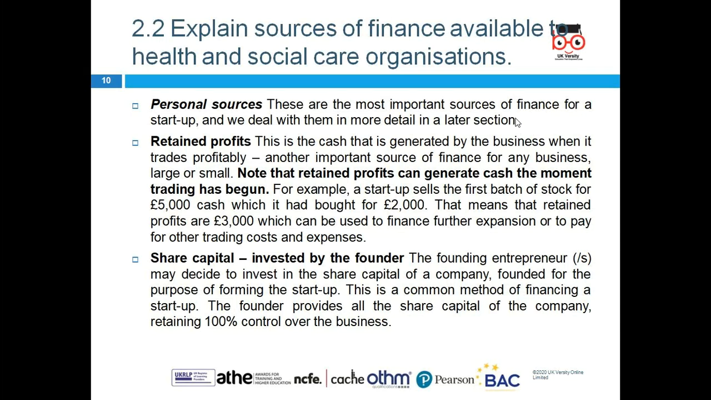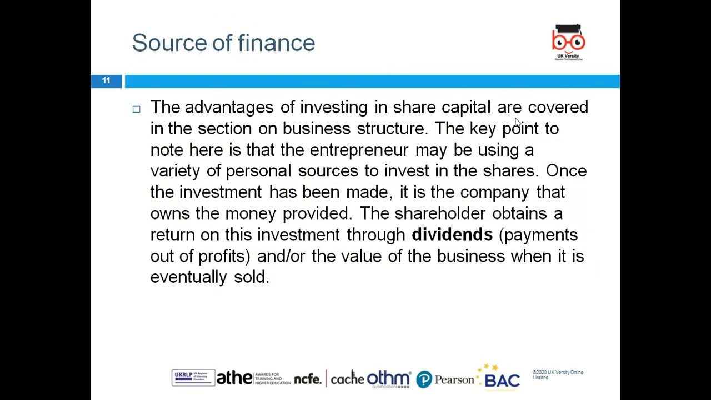Personal source. If you own a business, let's say healthcare, or you're a trainer offering a training business, you can invest your own savings if you have them. Retained profit is the money we retain from the previous year's profit, which we can reinvest in the business. That can be a source of finance. Share capital: you can issue shares to the public and get money from them.